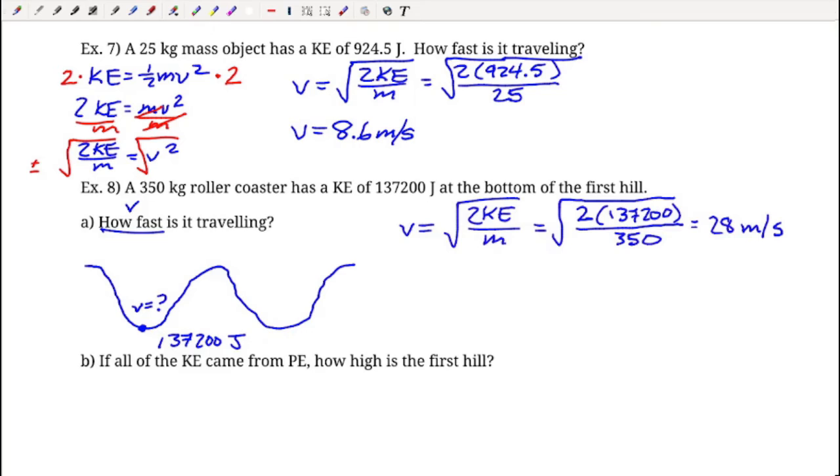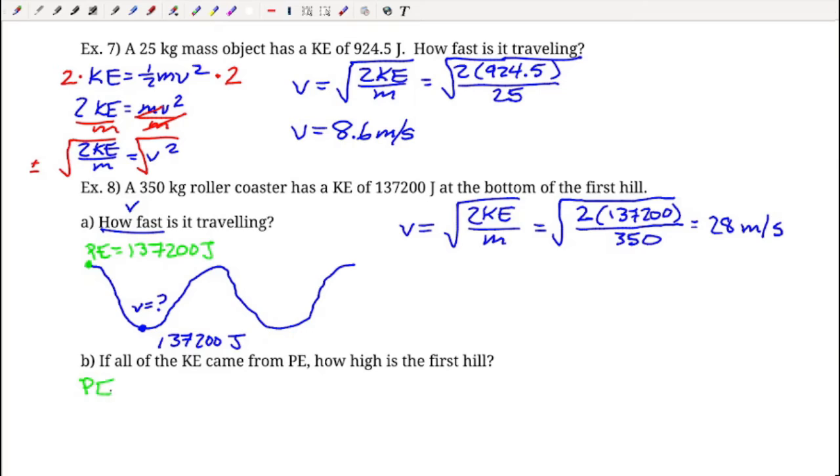So for part A, you should get 28 meters per second. Now, part B says if all this kinetic energy came from potential energy, how high is the first hill? In other words, at the top of the first hill, it had this as its potential energy, and it turned into kinetic energy as it went down the hill. So its potential energy at the top of the hill was 137,200 joules. And I'm asking how high is the first hill?